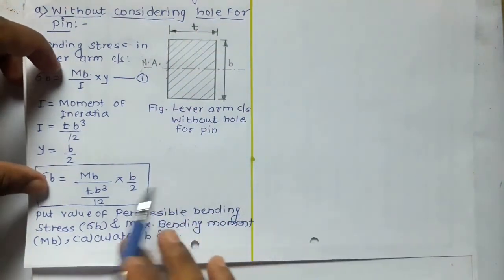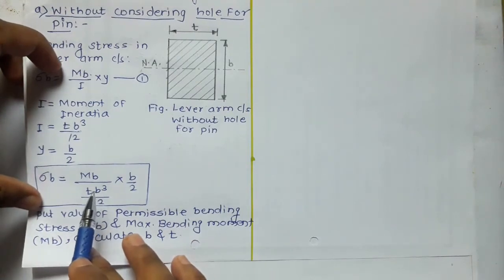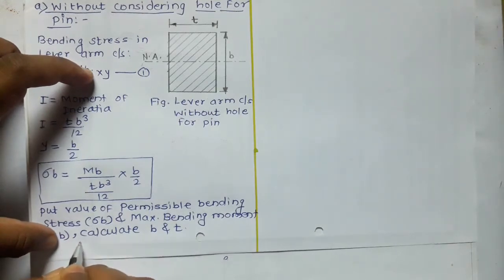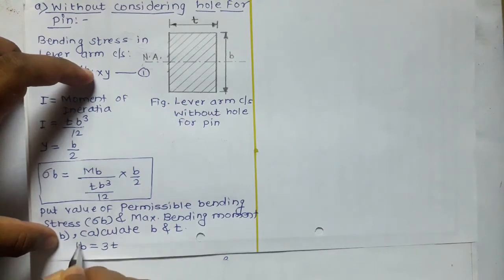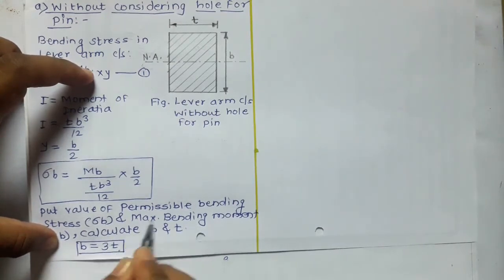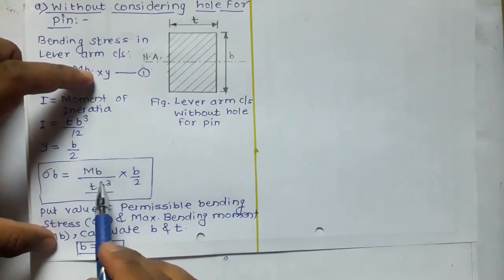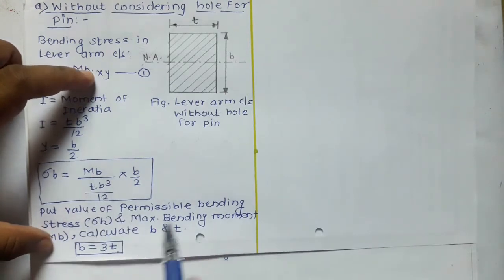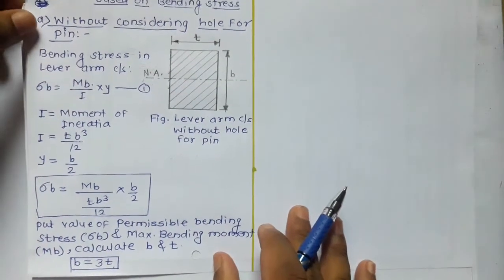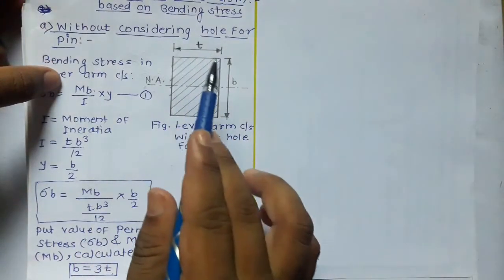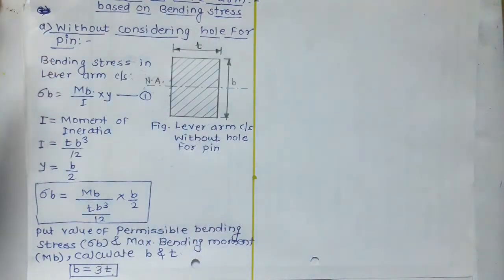But remember that in this equation there are two unknowns: b is unknown and t is also unknown. Whenever the relation between b and t is not given in the problem, we have to use the relation b is equal to thrice t. By putting b is equal to 3t in this equation, we have only one unknown, and we can easily determine either b or t first, and then calculate the remaining parameter. So this is substep number 1, in which we calculate the width and thickness of this lever arm cross section without considering the hole for pin.